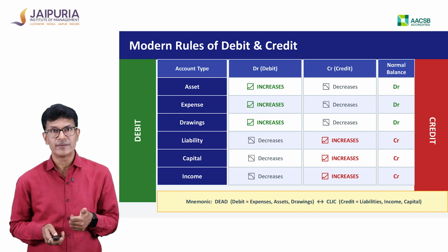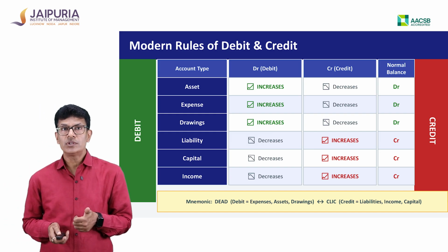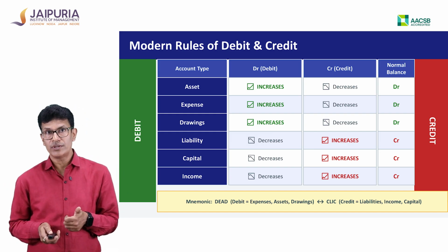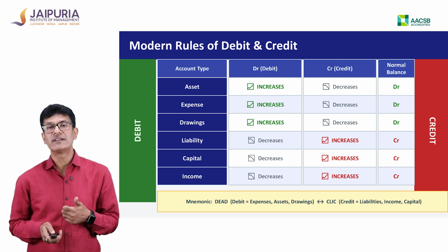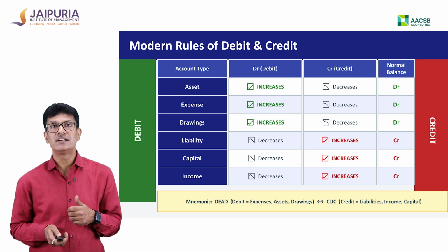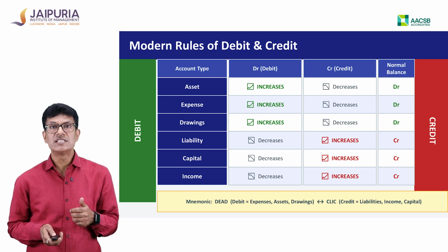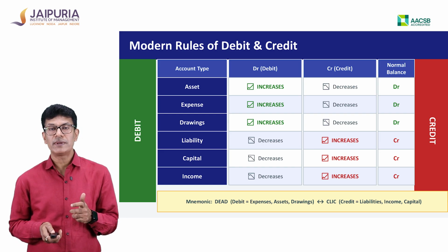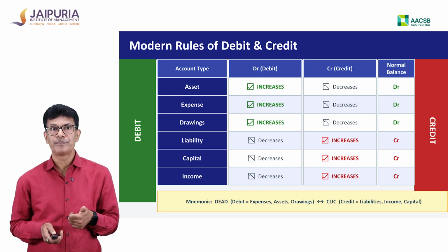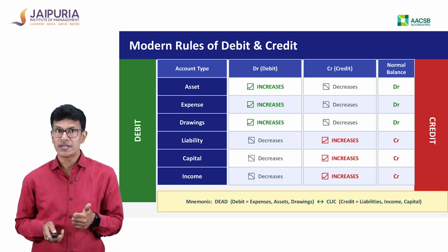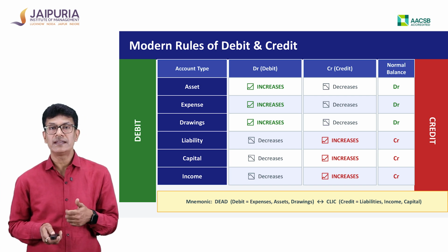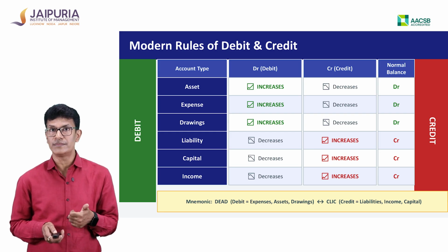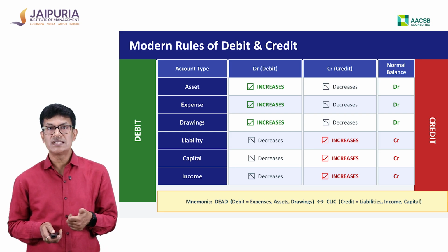Now let's understand the fourth category of important account type, that is liability. When liability increases, we credit. Bills payable is a liability. When bills payable increases, we credit it. Similarly, another very important account type is capital. When capital increases, we credit. Capital is the liability of the business towards the owners of the business. So when capital increases, we credit.